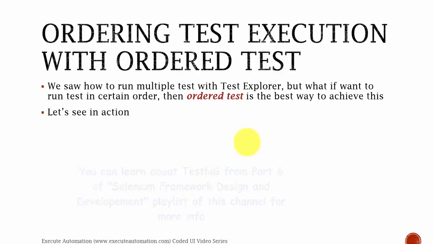But here in Visual Studio coded UI testing, there is a feature called ordered test, which is very handy and user friendly, and you can achieve the testing order very easily using ordered test of coded UI testing. And this feature is only available with coded UI testing of Visual Studio. It is not available with any other features. So let's see that in action. Let me flip to Visual Studio.